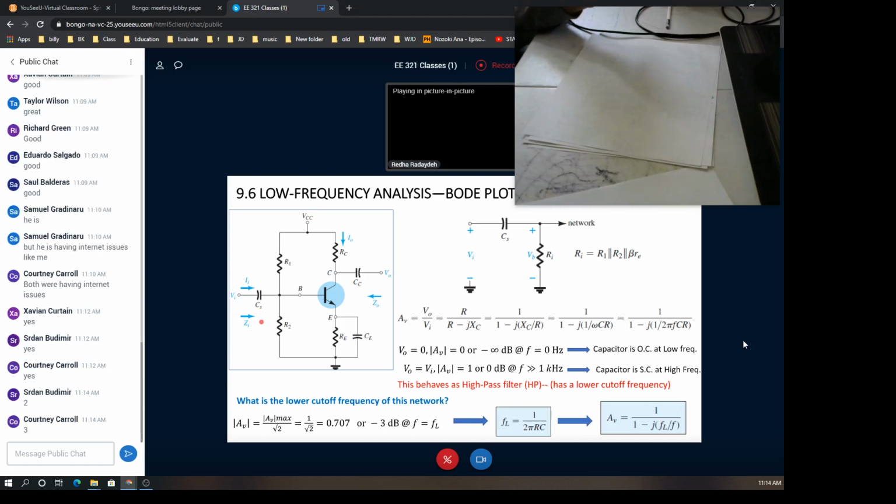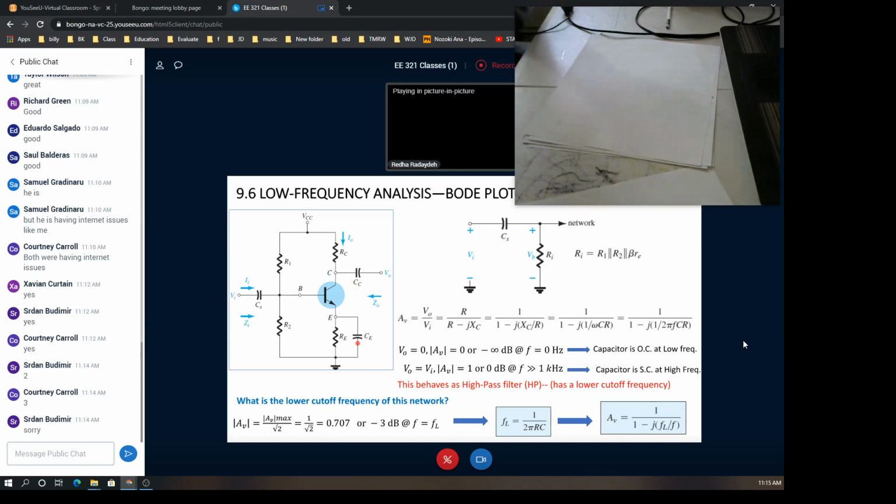These are the CS capacitor, S from source, because this capacitor is connected to the source side. The CE capacitor, because this capacitor is connected at the emitter side. The CC capacitor, C sub C, because this capacitor is connected to the collector side. So we have 3 external capacitors.